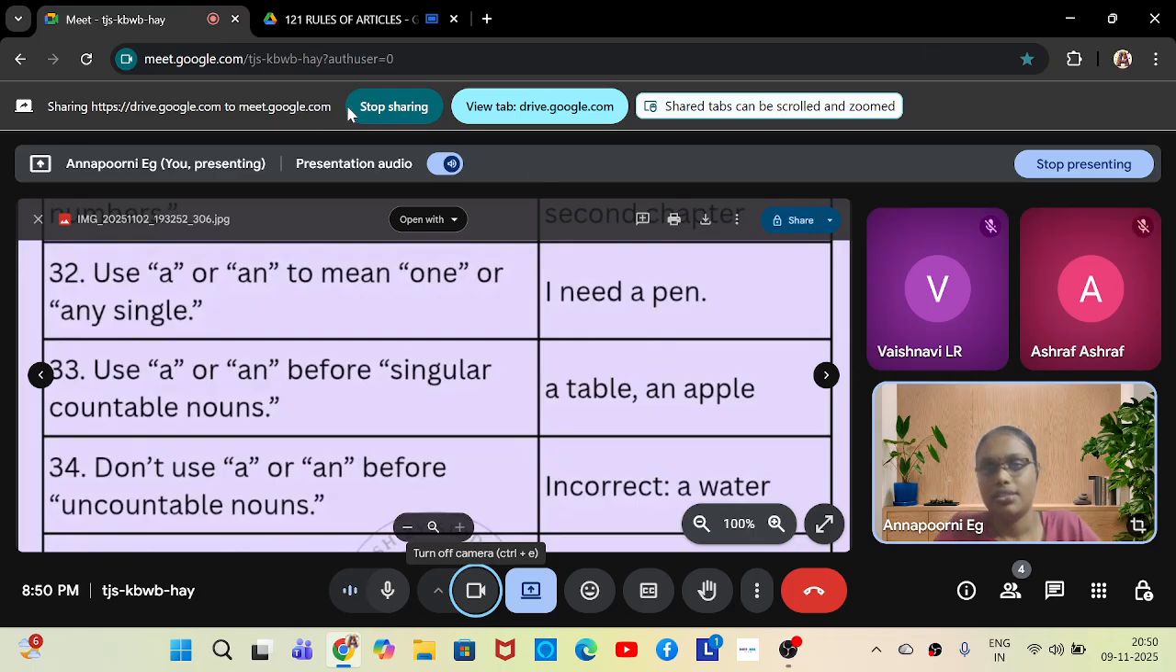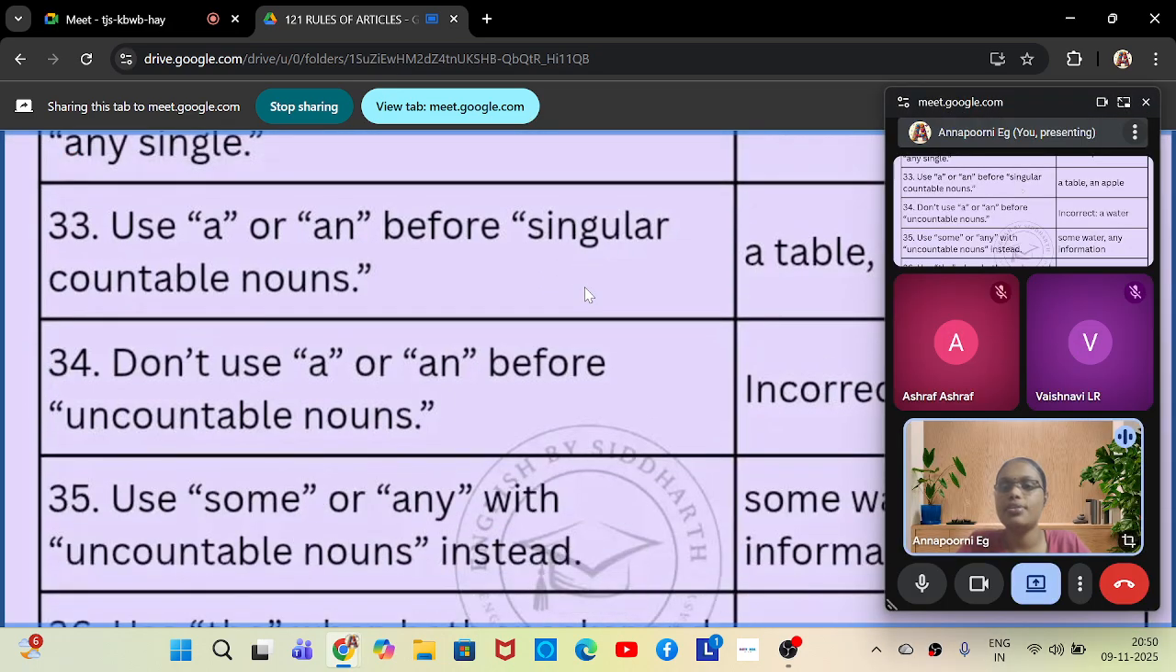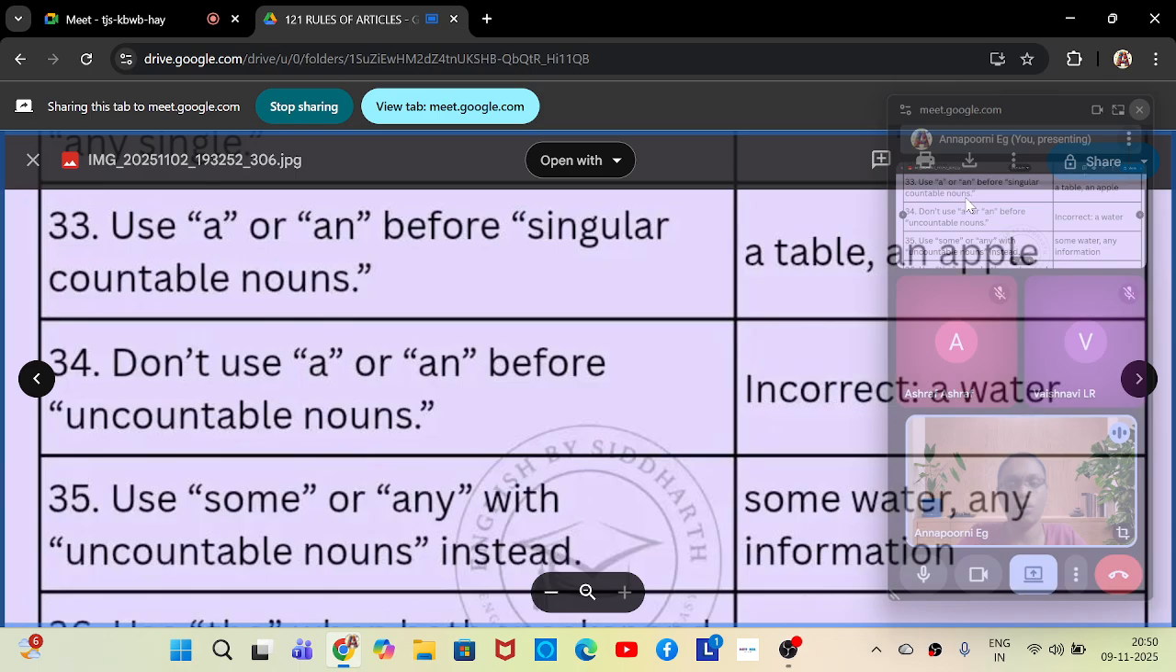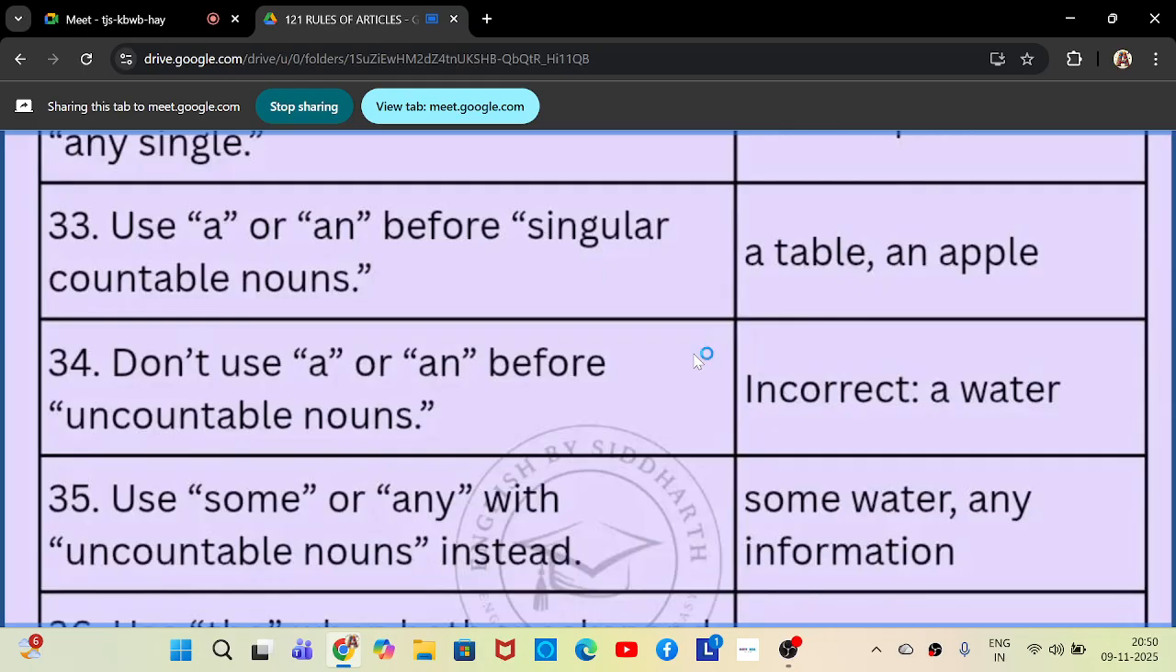Okay. Yes. Next one. Use a or an before singular and countable nouns. So nouns should be singular and countable. Singular nouns means something that is only one. Countable nouns means which we can count. So അതിന്റെ കൂടെ we have to use a or an. For example, a table, a chair, a pen, a book, an apple, an umbrella, etc.